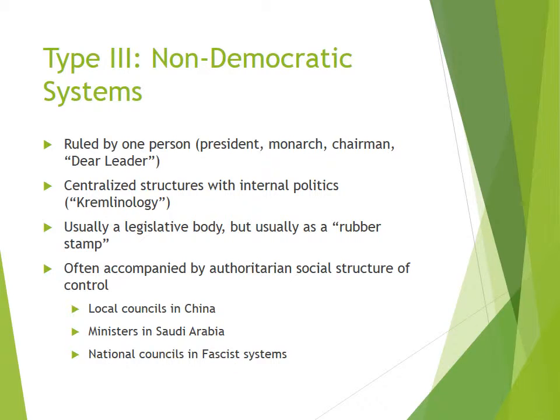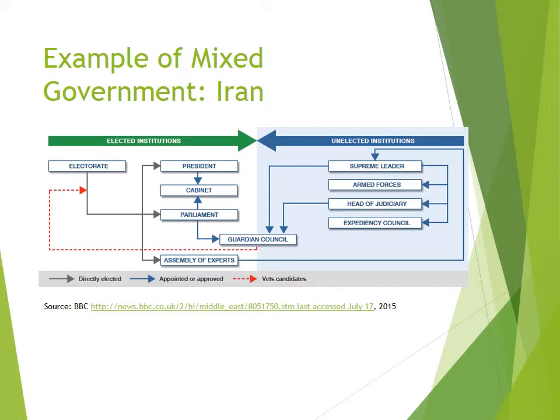There are ministers in Saudi Arabia. There are national councils in fascist systems, which sometimes include business leaders. Often in fascist systems, the business leadership works very closely, directly with the military and with the governmental power structure. These types of systems are often also authoritarian, sometimes totalitarian, meaning they control everything.